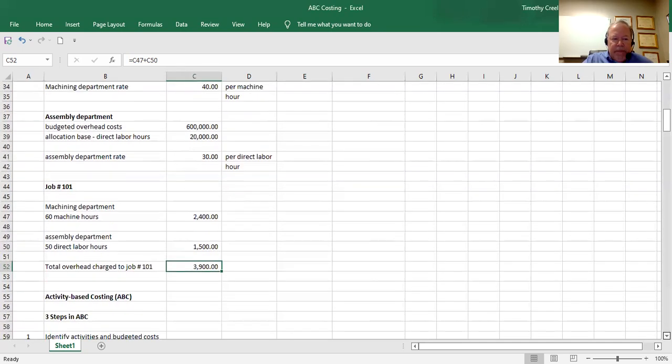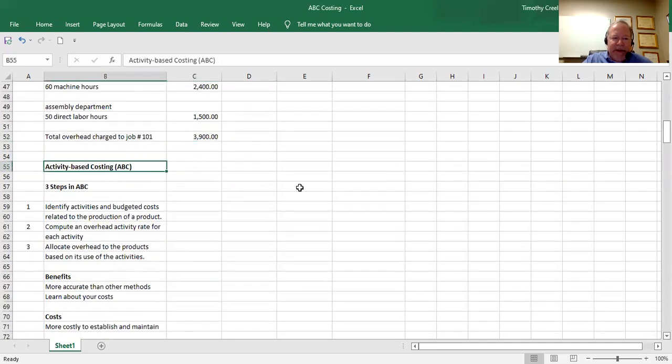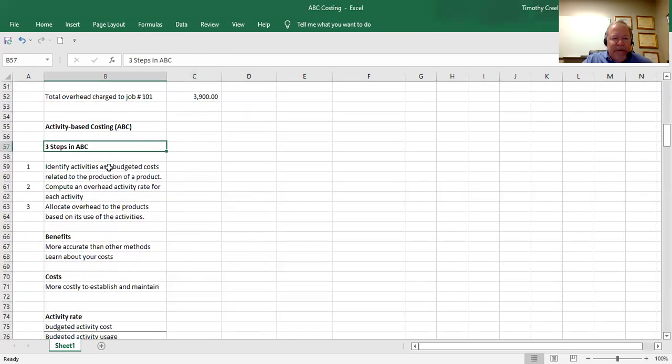Okay, so the last one we're going to look at is ABC, activity-based costing. And there's kind of 3 steps when you're doing ABC. And that is, you're going to identify activities and budgeted costs related to the production of a product. So you want to study a product and find what activities take place in making this product, and what costs are related to those activities that go into producing the product.